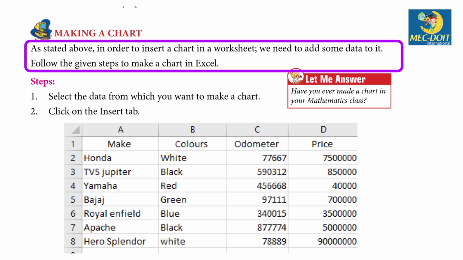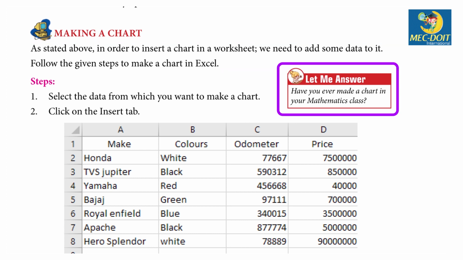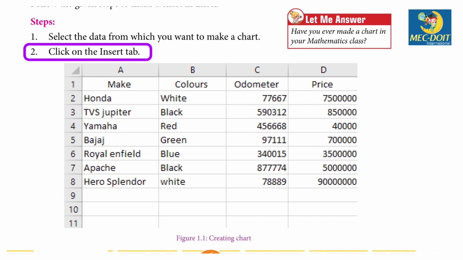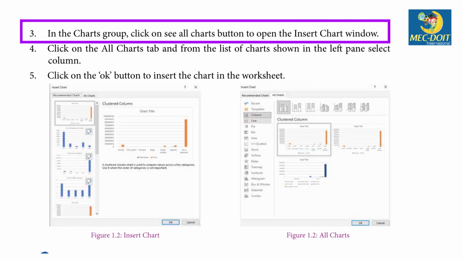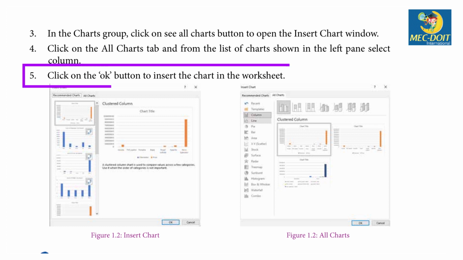Follow the given steps to make a chart in Excel. Let me answer: have you ever made a chart in your mathematics class? 1. Select the data from which you want to make a chart. 2. Click on the Insert tab. 3. In the Charts group, click on the See All Charts button to open the Insert Chart window. 4. Click on the All Charts tab and from the list of charts shown in the left pane, select Column. 5. Click on the OK button to insert the chart in the worksheet.